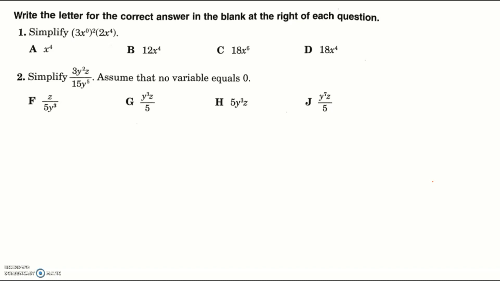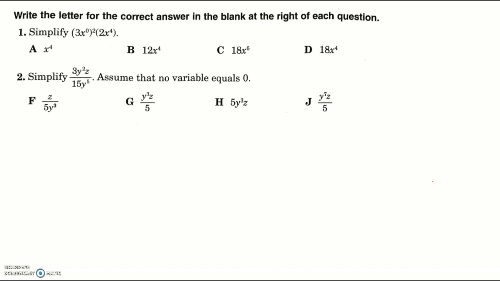Simplify (3x to the 0 power) quantity squared times 2x to the 4th power. So this is going to require us to use those different properties that we have for exponents. If you don't remember those properties, they are listed out in lesson 5.1, but there's different ways that you can go about doing some of these problems.